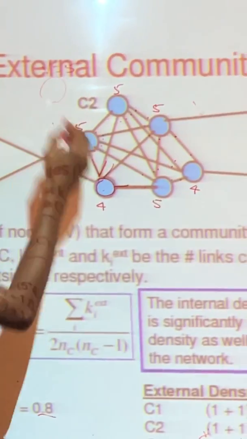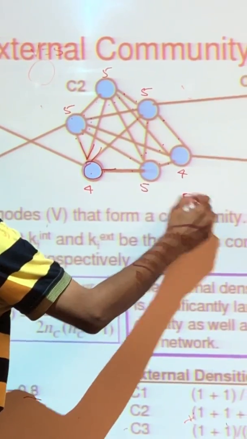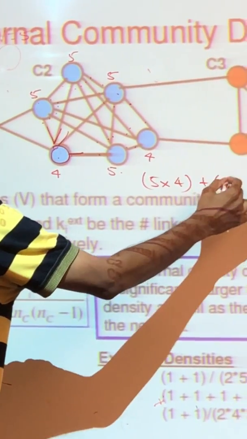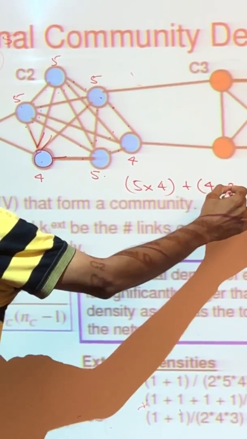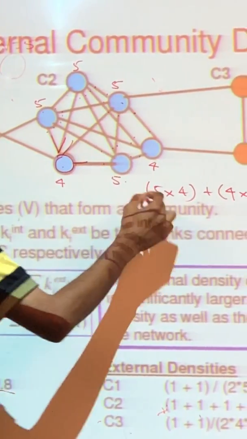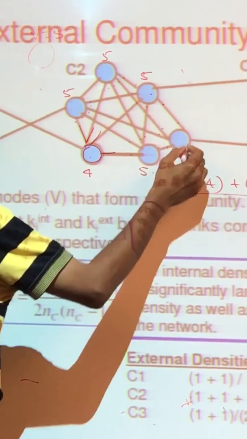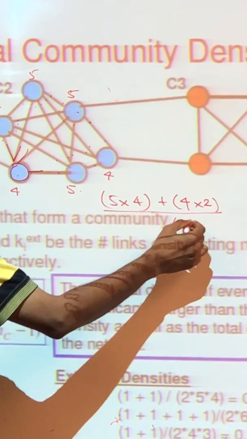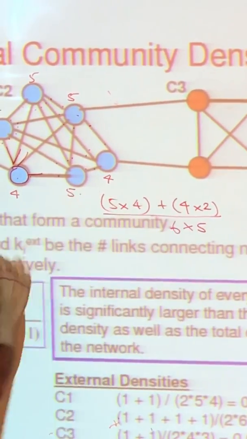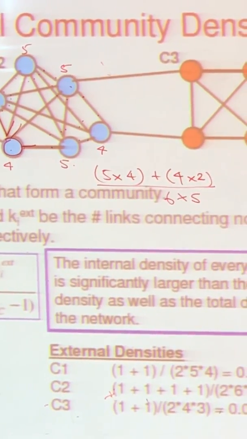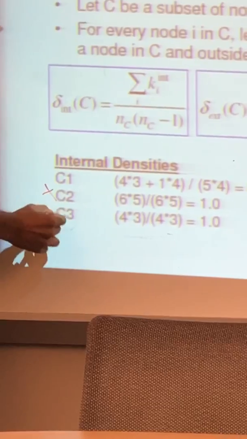So this is going to be 5 times the 4 such vertices with internal degree 5, plus 4 times 2 vertices with internal degree 4. This divided by, you have totally how many vertices? 6. So multiplied by 5. So that is its internal degree. Okay? So I'll change the numbers here.